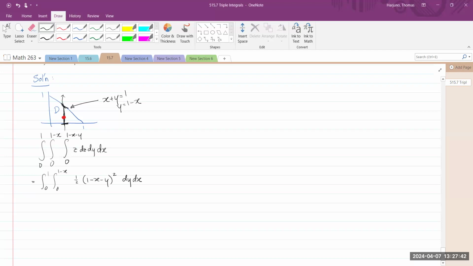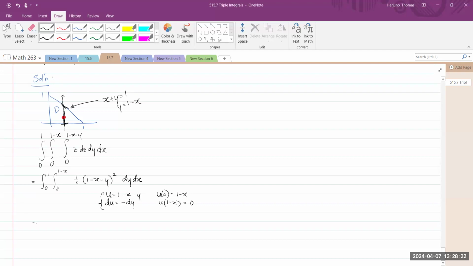Okay, so when I do the innermost integral, and then from here, I need to do substitution. u equals 1 minus x minus y, du equals negative dy. So when y equals 0, I get 1 minus x. When y equals 1 minus x, I get 0, right?